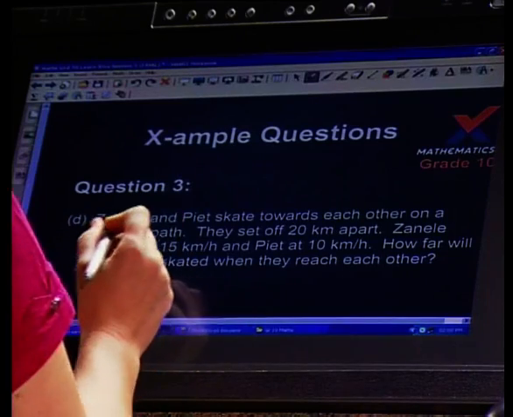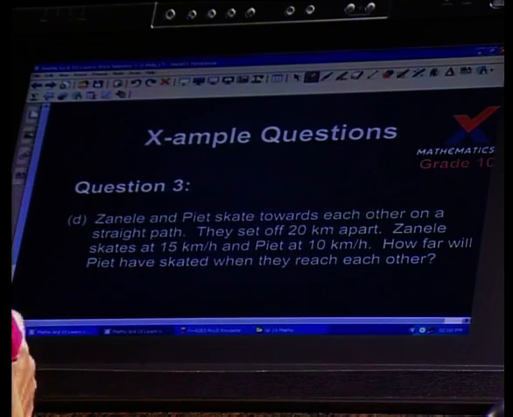Okay. Zanele and Pete skate towards each other on a straight path. They set off 20 kilometers apart. Zanele skates 15 kilometers an hour and Pete 10 kilometers an hour. How far will Pete have skated when they reach each other?